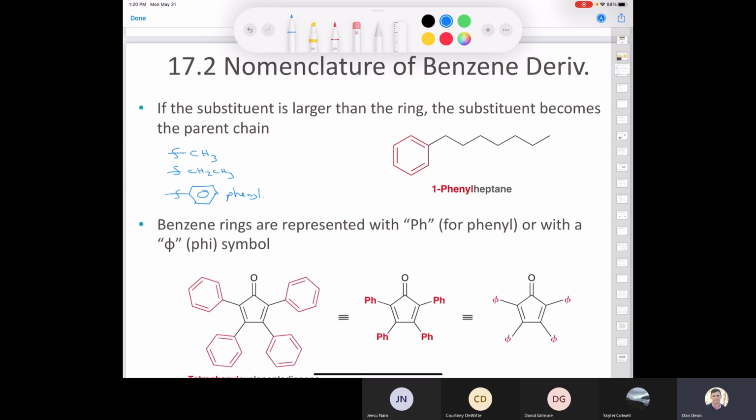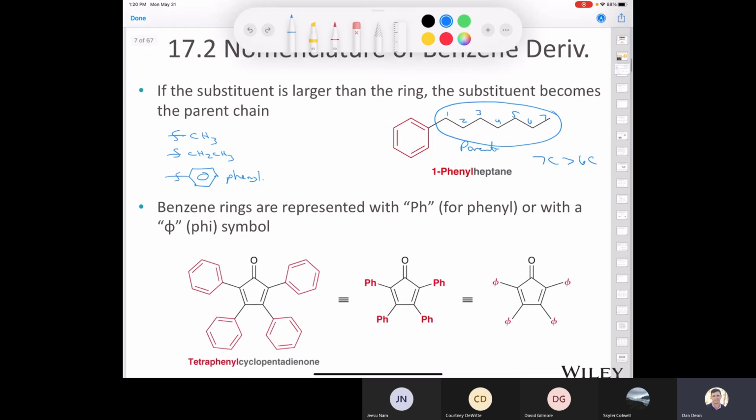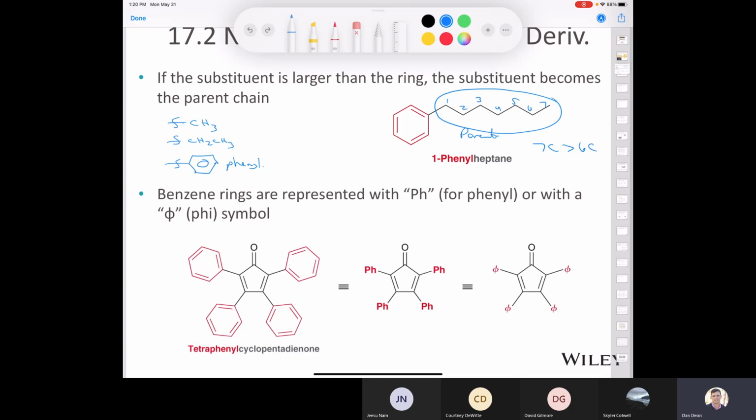So here we have 1-phenylheptane. Why? Because the parent chain has what? 1, 2, 3, 4, 5, 6, 7. 7 carbons is greater than 6 carbons, and therefore this is the parent over here. So now the benzene ring is not the parent, it is a substituent. So we call it 1-phenylheptane.